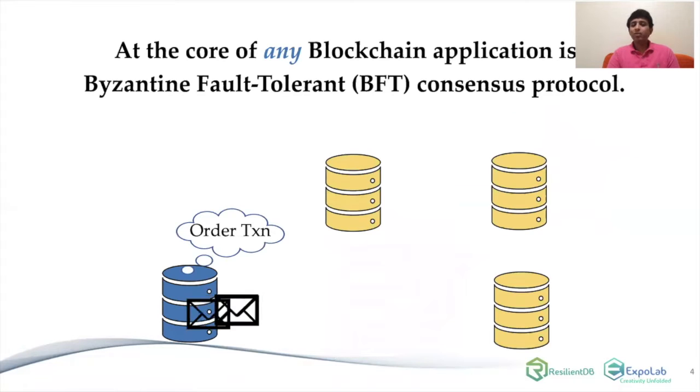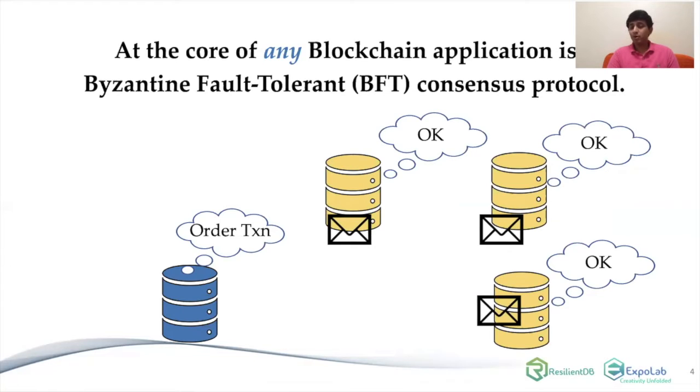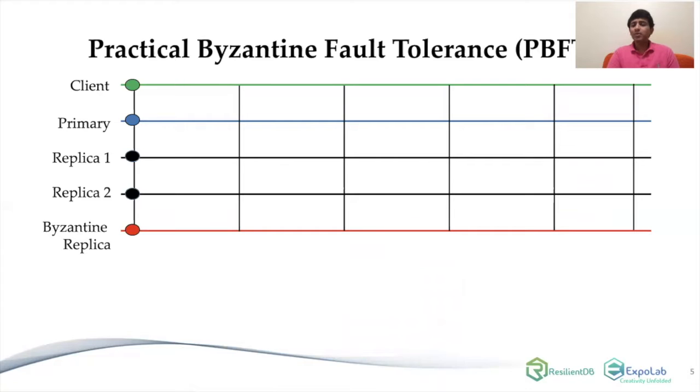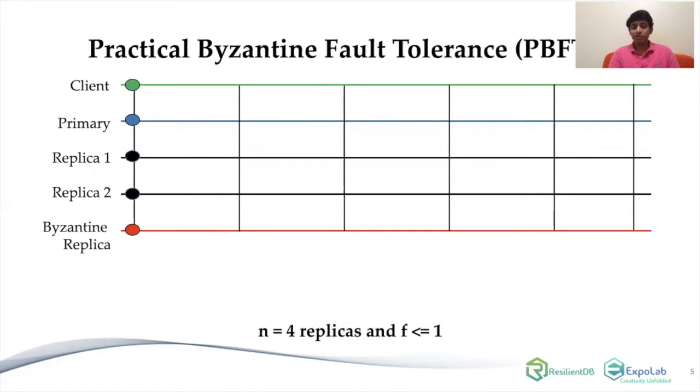At the core of any blockchain application is a Byzantine fault-tolerant consensus protocol. This protocol ensures that all the participating replicas order all the client requests in the same manner. Most permissioned blockchain applications employ a protocol called PBFT. PBFT was the first practical BFT implementation. It says that consensus among n replicas can be achieved, and of those n replicas, f can be Byzantine if n is greater than or equal to 3f plus 1.